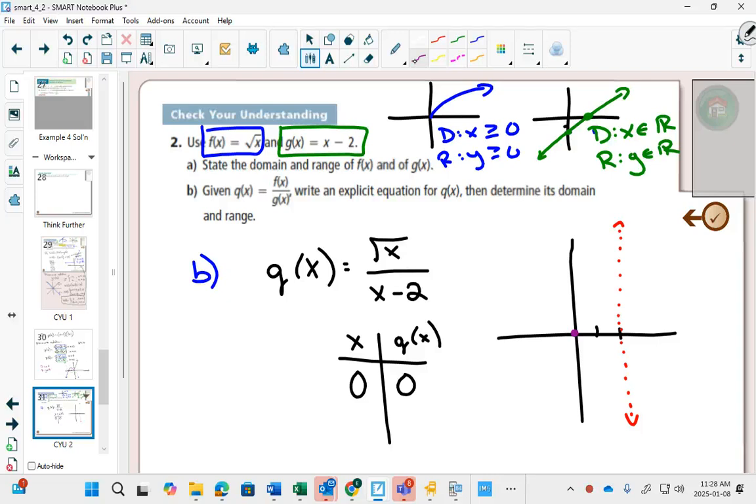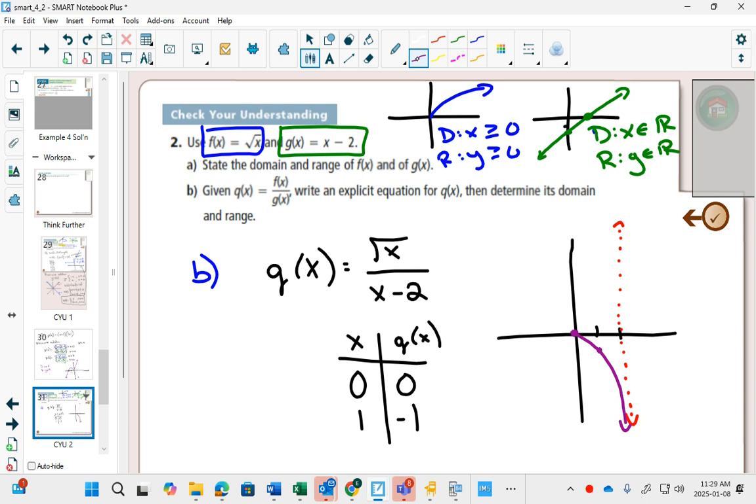Okay? If you plug in 1, square root of 1 is 1. 1 minus 2 would be negative 1. You would get negative 1. So as soon as I get that point, I hope you're comfortable with drawing this part towards the asymptote. And it would have to go down because you found that other point.